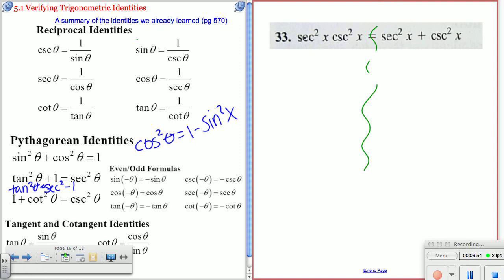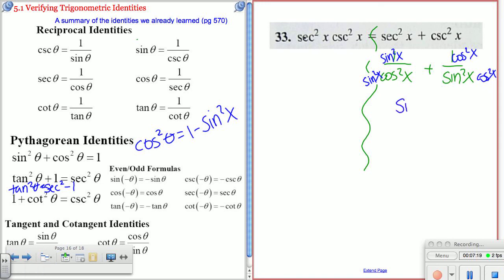Let's make this one 1 over cosine squared, and this one 1 over sine squared. Let's go this route and see if this helps. Let's try to get some common denominators. This one's going to need sine squared and sine squared, and this one's going to need cosine squared and cosine squared.